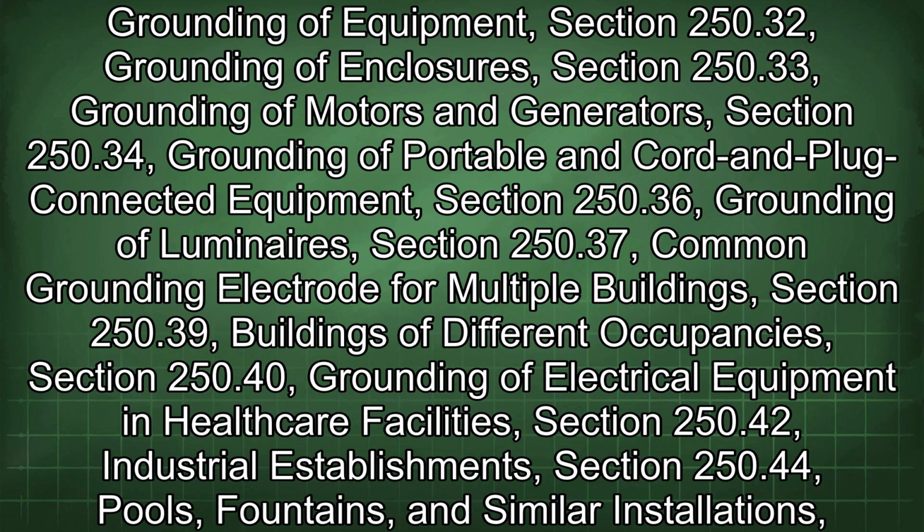Revisions were made to Section 250.30, grounding of equipment, Section 250.32, grounding of enclosures, Section 250.33, grounding of motors and generators, Section 250.34, grounding of portable and cord and plug connected equipment, Section 250.36, grounding of luminaires, Section 250.37, common grounding electrode for multiple buildings, Section 250.39, buildings of different occupancies, Section 250.40, grounding of electrical equipment in healthcare facilities, Section 250.42, industrial establishments, Section 250.44, pools, fountains, and similar installations, and Section 250.50, lightning protection.